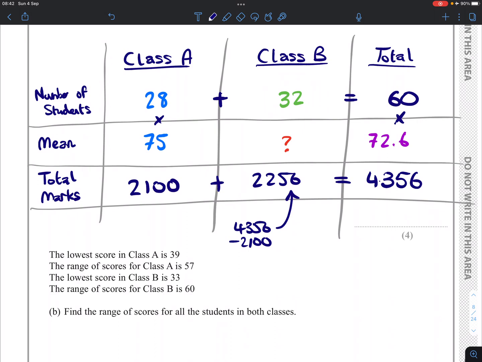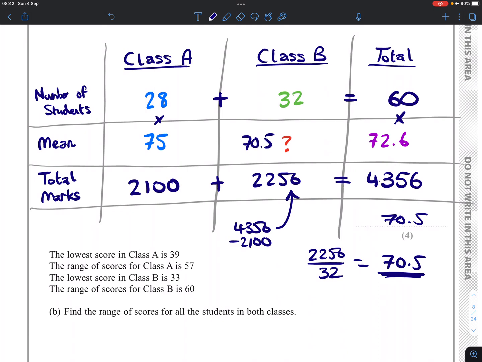And now if I know what all of Class B got as a total, I know how many of them there are. Lastly, I can do 2,256 divided by 32, and I will get the mean for that class, which is 70.5. So 70.5 is the mean amount of marks for Class B.